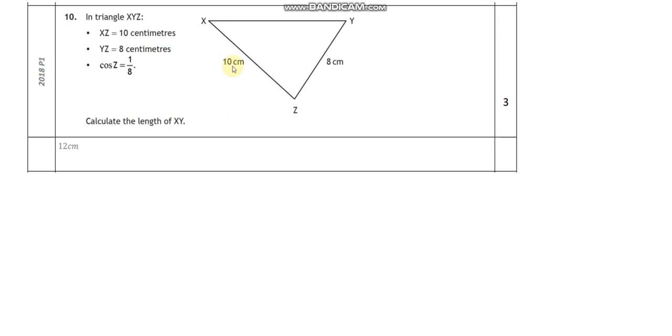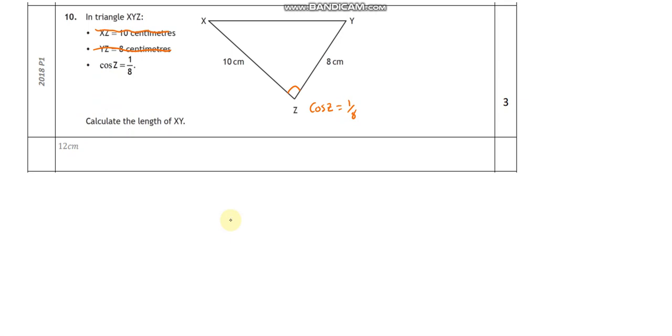Let's read the question. In the triangle XYZ, so it's my triangle XYZ, x to z is 10. Okay, so they've told us that in the diagram. Y to z is 8. They've shown me that over here. And cos of z is 1/8. So this angle in here, if we call that z, cos of z is equal to 1/8. We don't know the angle, but I know that if I do cos of that angle, it would give me 1/8. Okay.